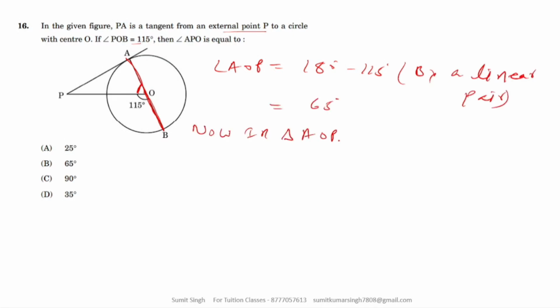Now in triangle AOP, the sum of all three interior angles will be equal to 180 degrees. By using the angle sum property of a triangle, we can easily find the value of angle APO, which will be equal to 180 degrees minus this angle, that is 65 degrees, and 90 degrees. Why 90 degrees? Because this is a radius of a circle and this is a tangent line. We know that a radius always forms a 90 degree angle with a tangent. So after simplification, we get the value of angle APO as 25 degrees, and in this way our correct option will be option A.